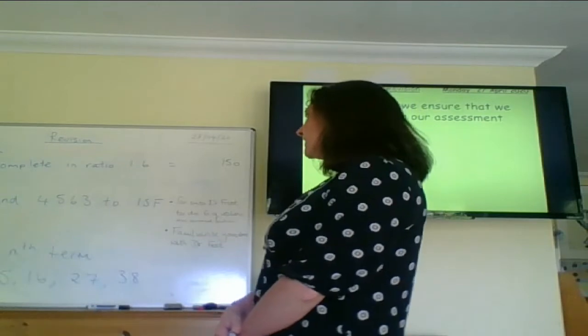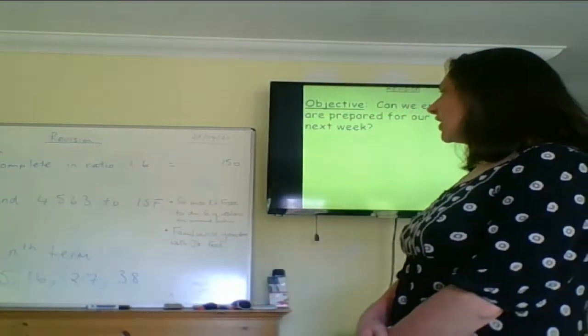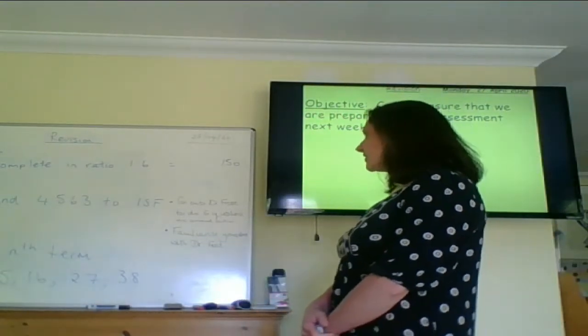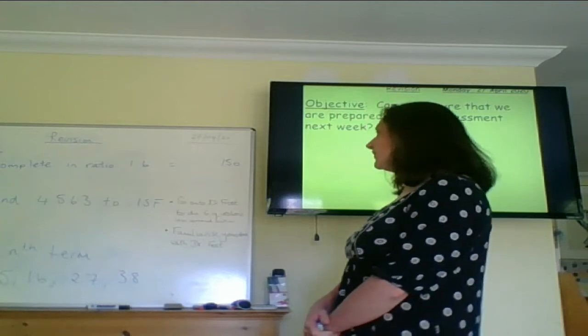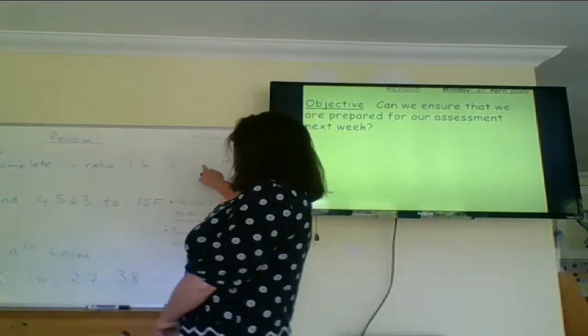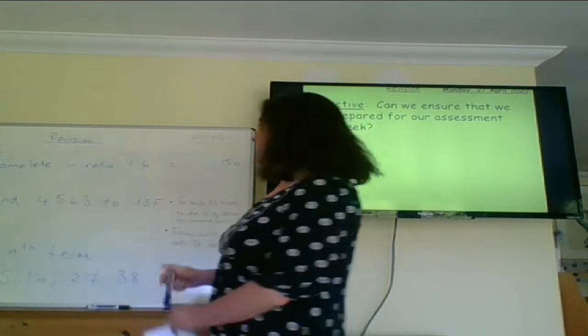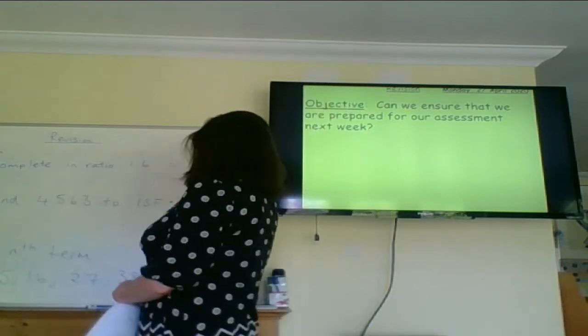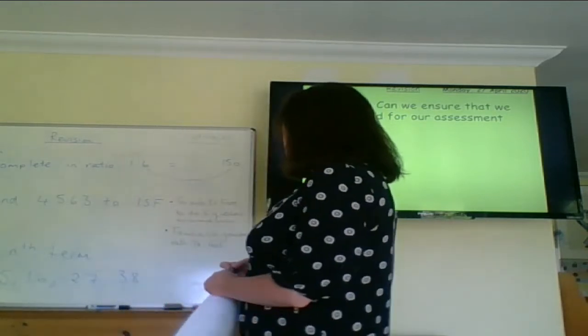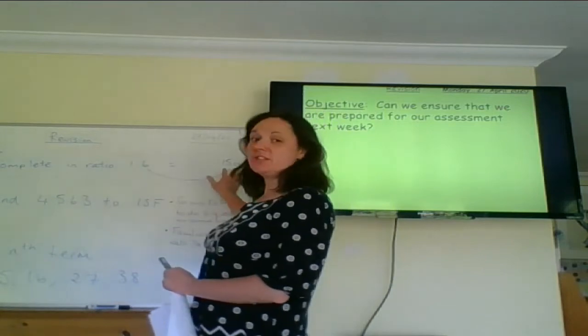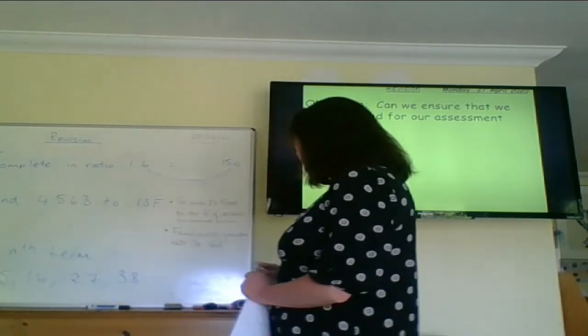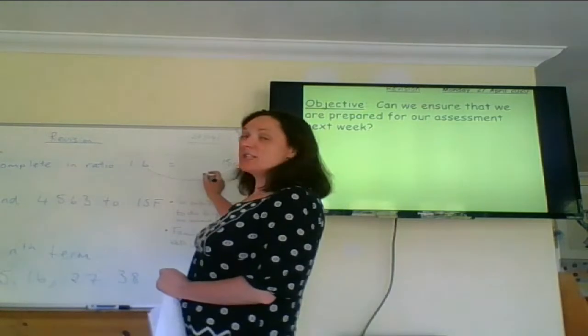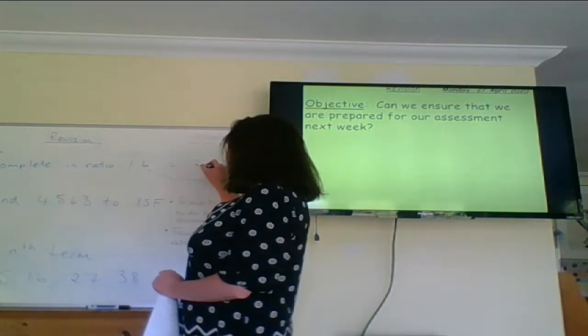Okay, so completing in the ratio of 1 to 6, it is something to 150. So we want to find just one part. 6 parts is worth 150. So we need to divide this 150 by 6 to give you one part, and 150 divided by 6 is 25.